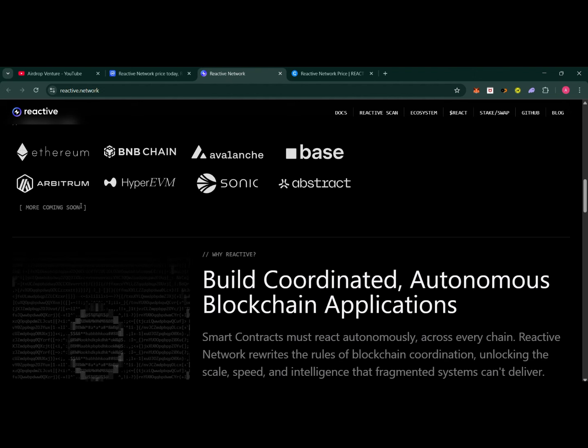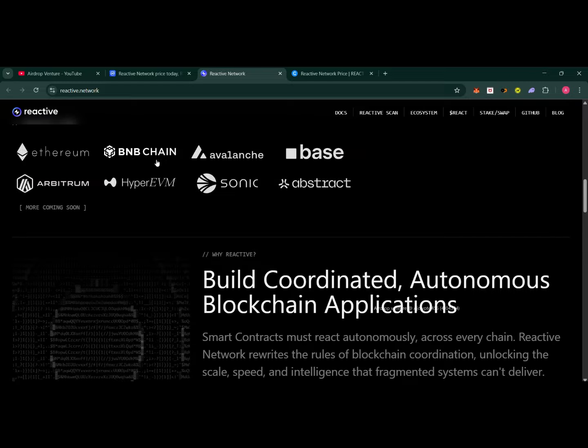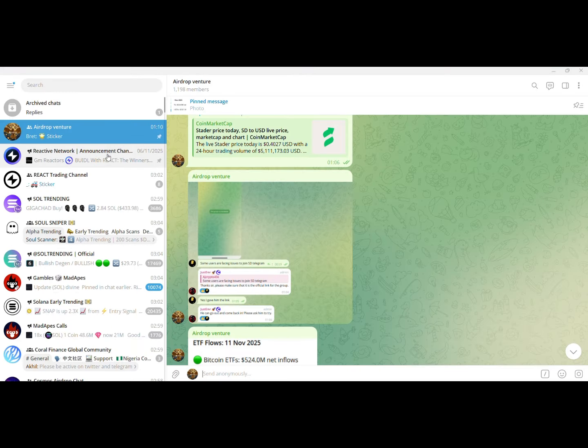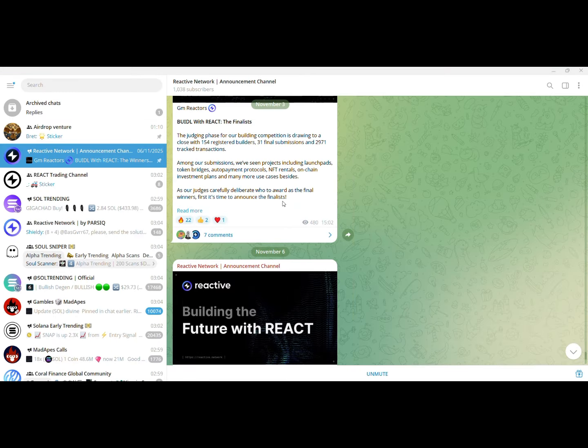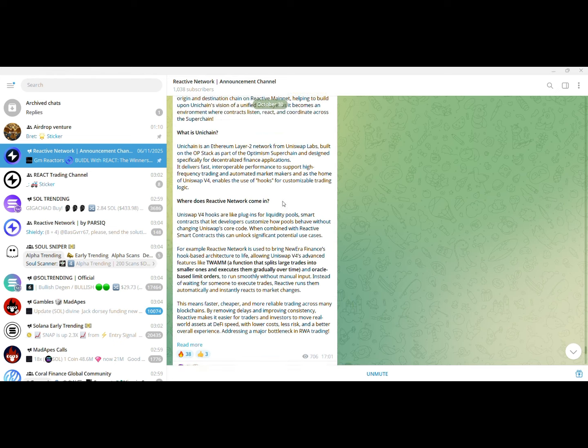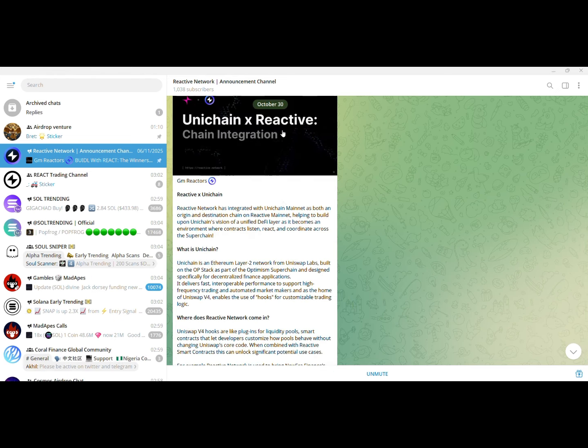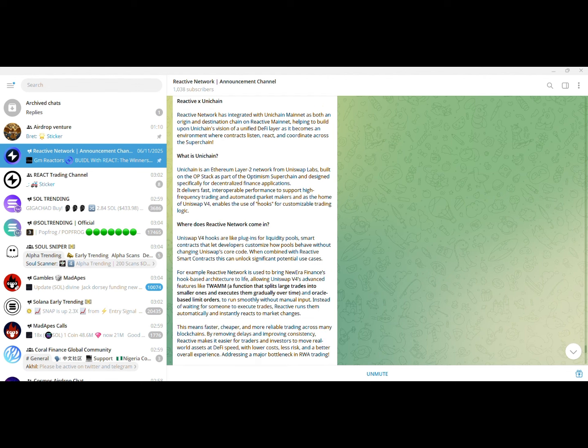Recently there was an announcement on their Telegram channel that Reactive Network has also been integrated with Unichain. For those of you who do not know, Unichain is an Ethereum layer 2 network from Uniswap, and it's built on the Optimism superchain stack. So you can find more information on how it works. I would be sharing this Telegram link below in the video's description.